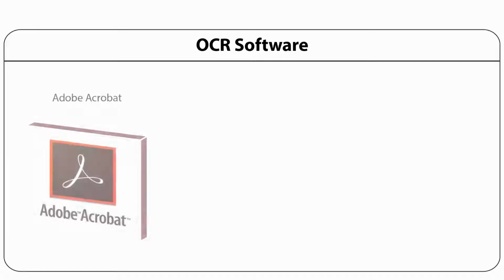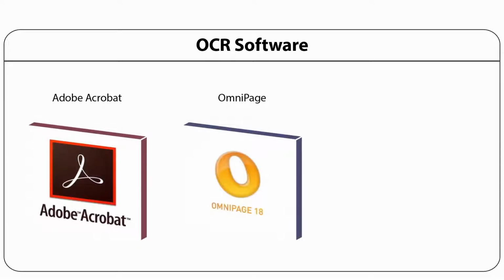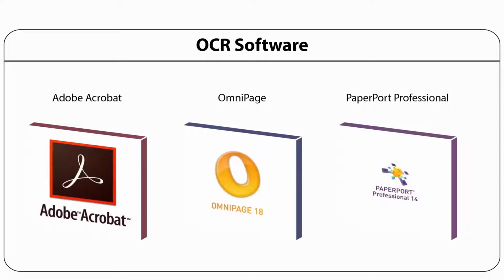The second software is OCR software. OCR means optical character recognition. It is computer software designed to recognize the text in the image or scanned document. There are various types of OCR software available now. Some of the OCR software are Adobe Acrobat, OmniPage, and Paperport Professional 14. Adobe Acrobat is based on PDF format. The remaining two are based on page layout format.